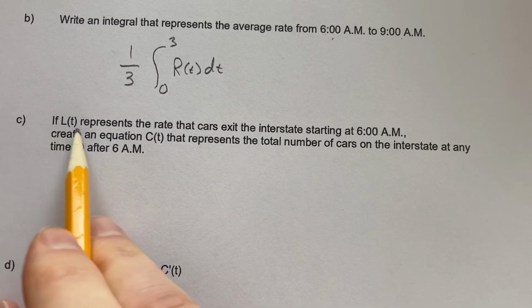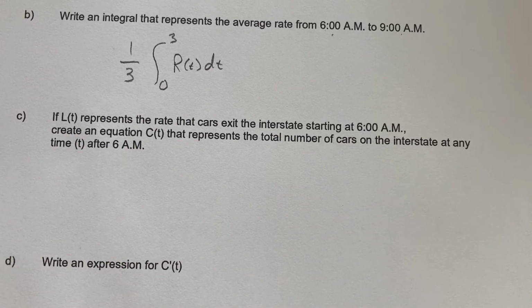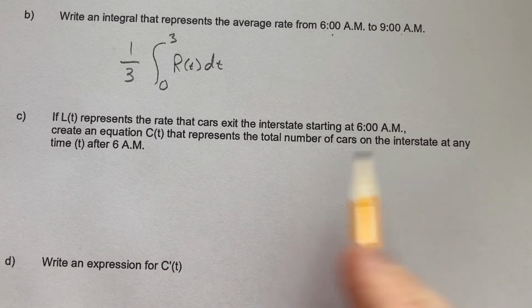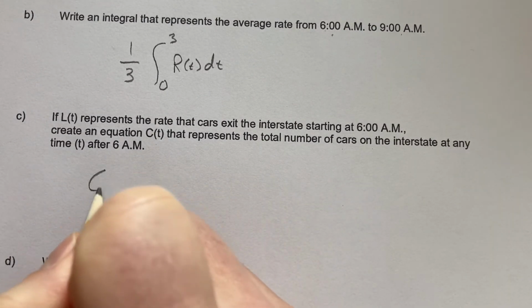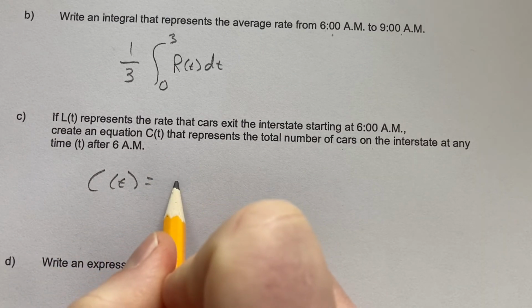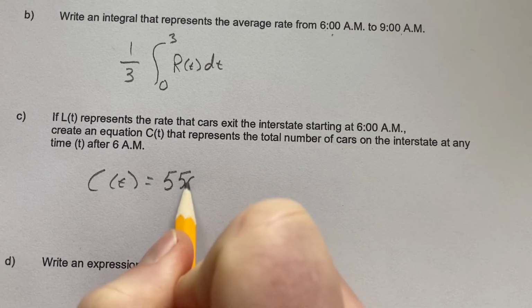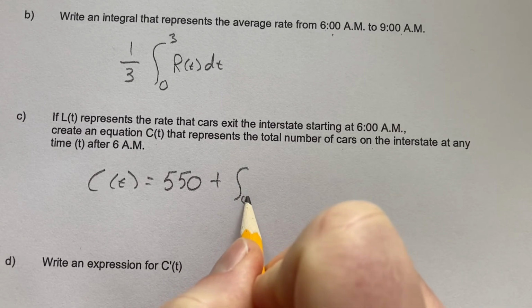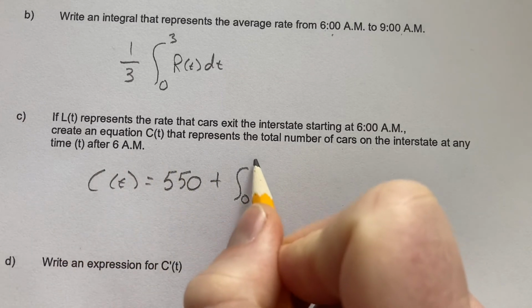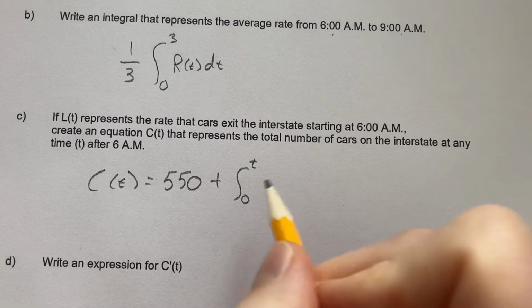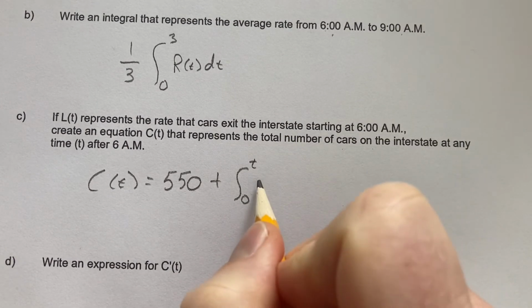And then C says if L of t represents the rate that they're leaving the interstate starting at 6 a.m., can we create an equation C of t that represents the total number of cars on the interstate anytime after 6 a.m.? Well, C of t would be how many cars did we start with, which we were told the beginning was 550, plus the number of cars that came on the interstate from time 0 to time t, right? So we're not given an ending time. We're saying we want this to kind of be continuing on. And so I need the rate that they're coming on, which is this r of t.